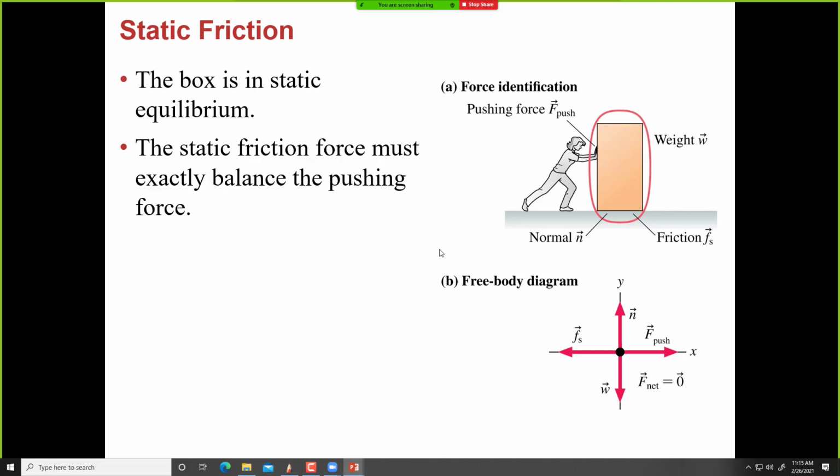So you again see the box is in static equilibrium. So the friction exactly balances the force that is being applied to the box. So you see the free body diagram here. This is the push force. This is being balanced by this static friction. So you have these equal arrows. So this box is in a state of static equilibrium.